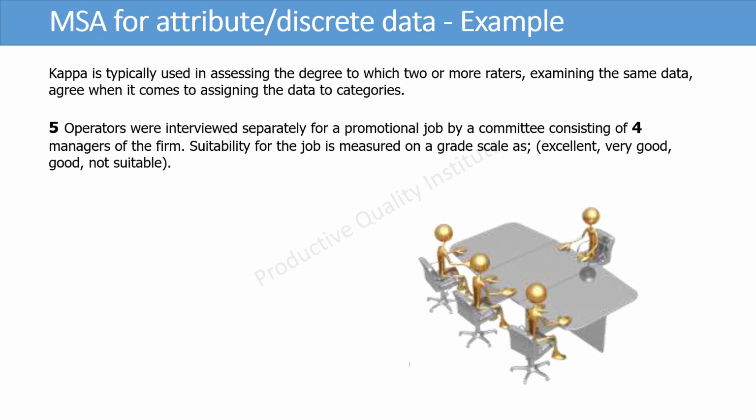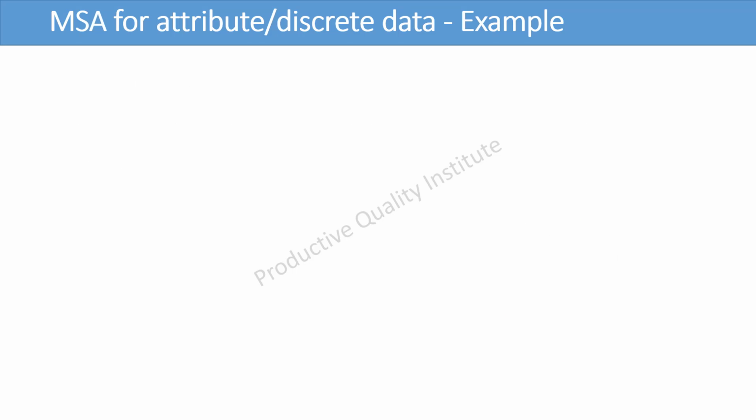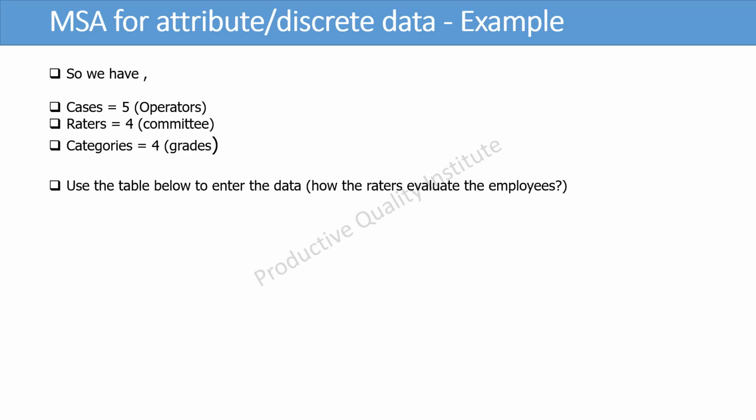Five operators were interviewed separately for a promotional job by a committee consisting of 4 managers of the firm. Suitability for the job is measured on a grade scale as excellent, very good, good, not suitable. Suppose that we have cases equal to 5, the number of the operators, and the raters equal to 4, the number of the committee, while categories are equal to 4, the number of the grades.